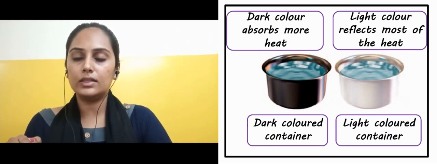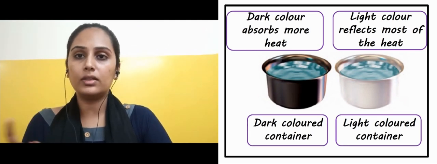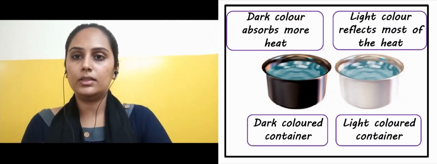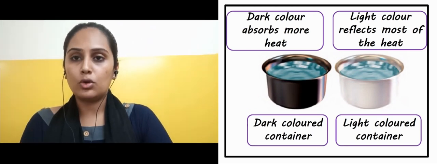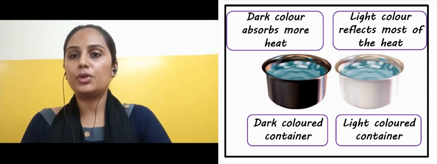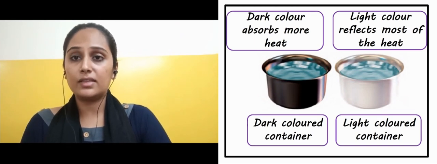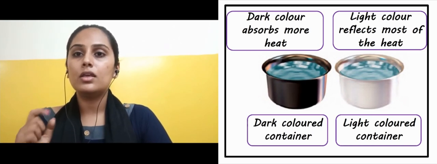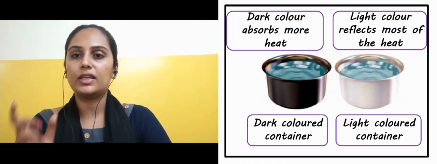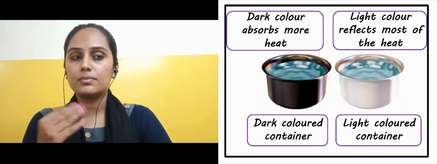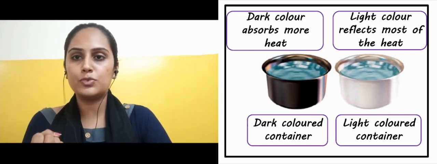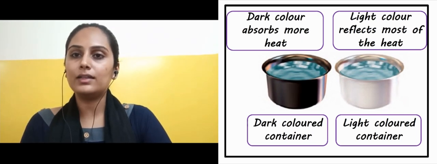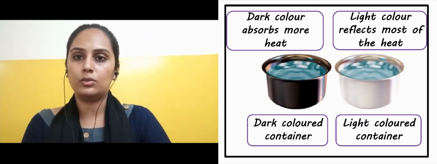That water in the dark colored container will be hotter than the water in the light colored container. Why is it so? Because dark color absorbs more heat. Black is a dark color, right? So dark color absorbs more heat, and because of that the water inside the dark colored object is hotter than in the light colored object. The light color reflects most of the heat. It does not absorb, it reflects most of the heat. So the light colored object is not as heated as the dark colored one.